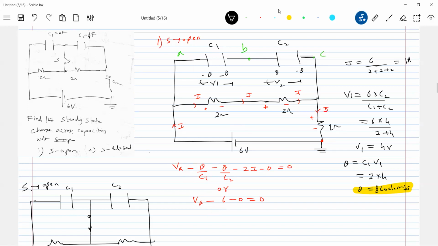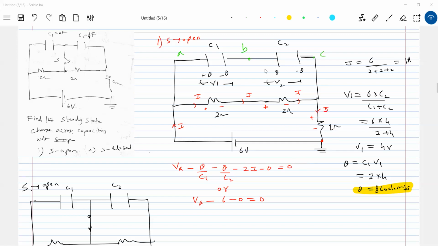Correct only. So if I write the loop equation, VA equals VA minus Q by C1 minus Q by C2 minus I into 2 equals 0. Finish over. I don't know what I forgot here. VA is 6, but VC is 2. Let it be, no problem. So then VAC is equal to 4. Then 4C2 by C1 plus.